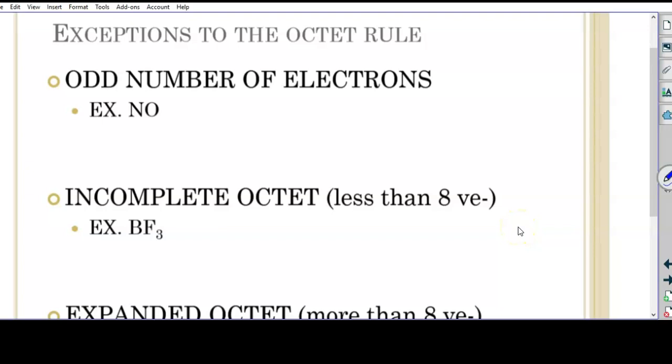Let's talk about the exceptions to the octet rule. Sometimes you can have an odd number of electrons. This is extremely, extremely rare. The one example I was able to come up with was this one. N has 5 valence electrons, O has 6, so there's a total of 11. When you draw its dot structure, it ends up looking like this, which is weird and strange and not normal. I don't test on dot structures with an odd number of electrons ever. You just need to know that it is a possibility.